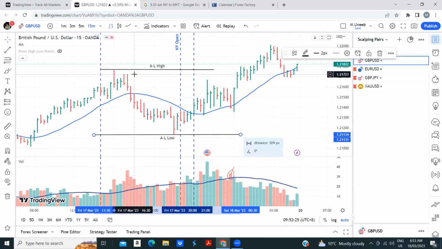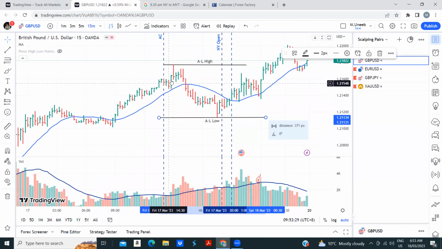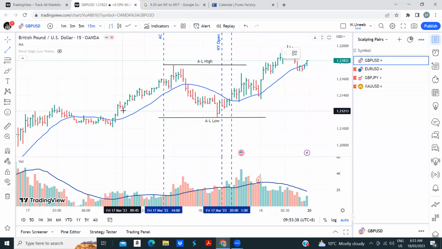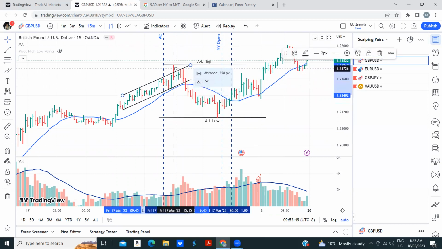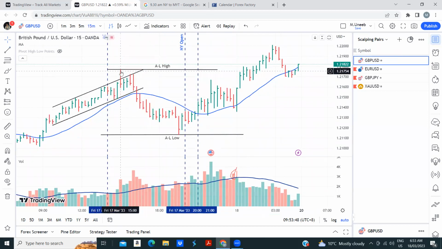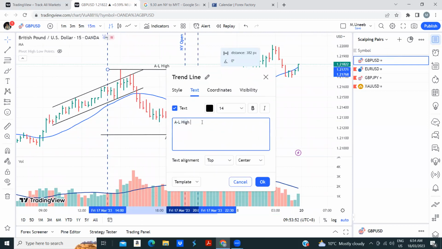The second step is you have to identify the bias. So what was the bias before the price entered this Asian high? What do we see? The price is in an uptrend. And then we can draw some channel here, as I told you from the previous session. And it was what? So at Asian high, we have what? We have bearish bias, right?